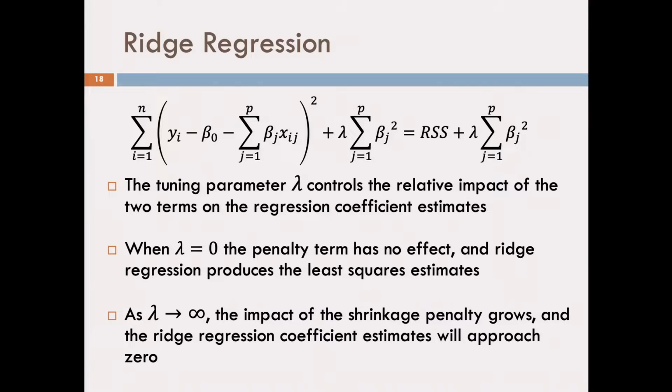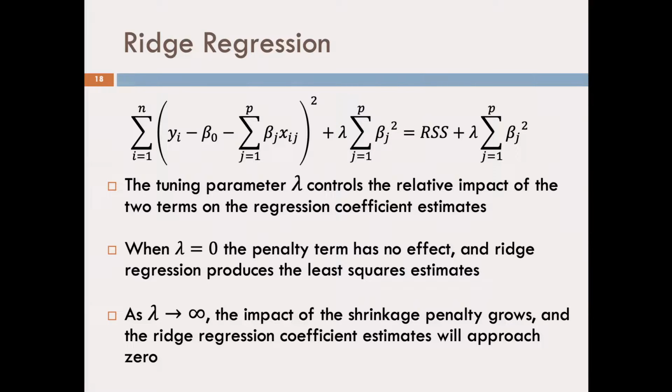So as I already said, this tuning parameter controls the relative impact of these two terms on the regression coefficient estimates, on the coefficients I am estimating here. When this is 0, there is no effect from the penalization term. If this is 0, all this term is going to be 0, and we have the multiple linear regression, the same way we already know, right?